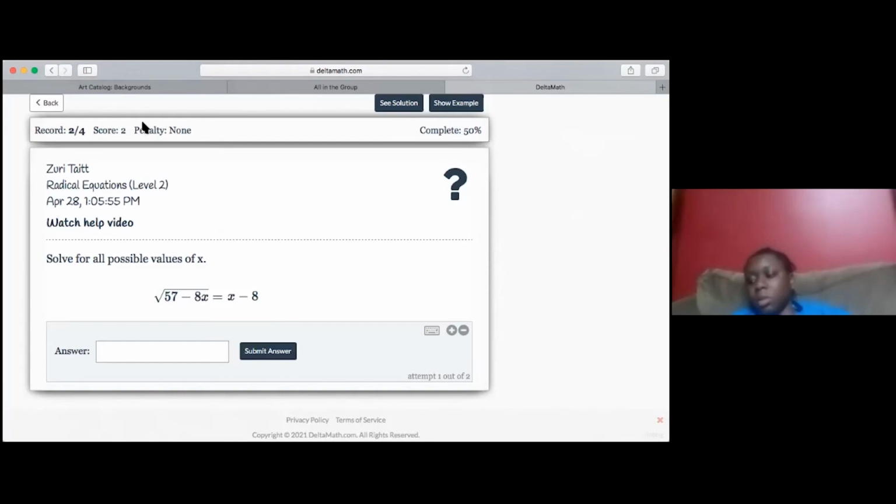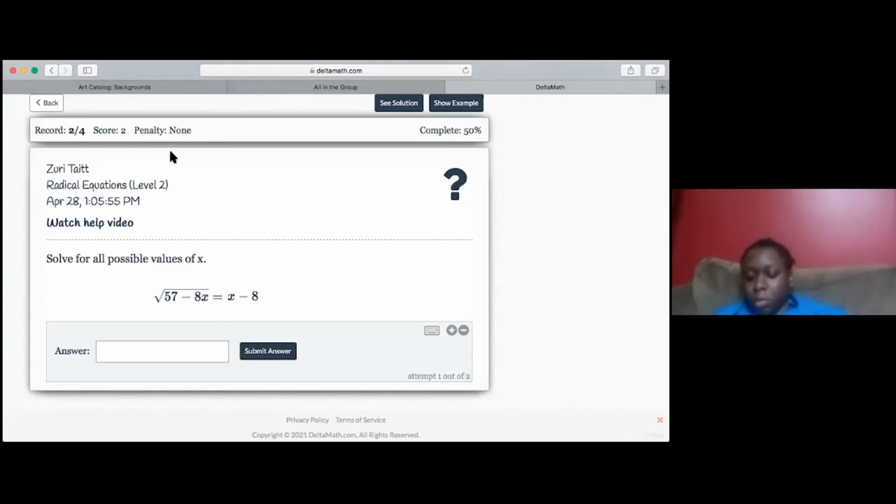So now we're going to check. So check for both x. So x is equal to 7, and then x is equal to 1. I'll separate them. So x is equal to 7. I have to remember to keep the square root. So 57 minus 8 times 7. 8 times 7 is what? 56, is it? Yeah. So the square root of 57 minus 56 is just the square root of 1, which is just 1. And then this side you have 7 minus 8. So that's negative 1. So 1 is not equal to negative 1. So 7 cannot be a solution.